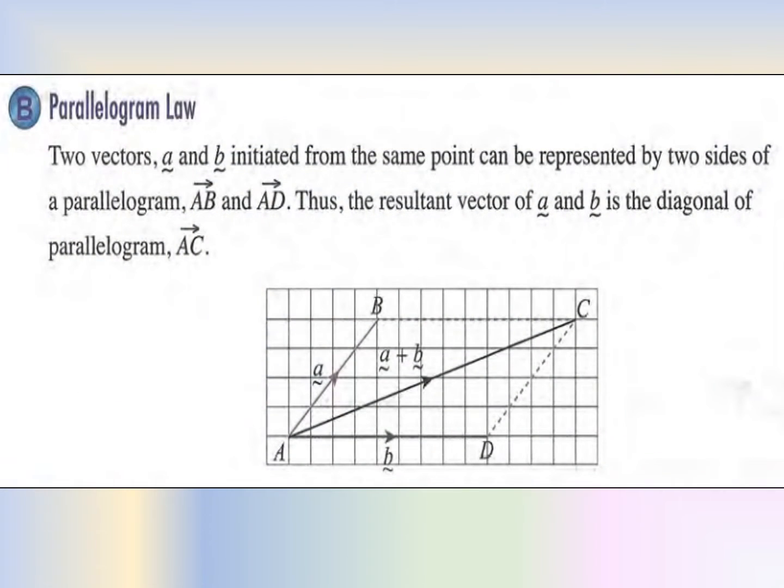Addition of two non-parallel vectors also can be shown by using the parallelogram law. Two vectors initiated from the same point can be represented by two sides of a parallelogram, which are vector AB and vector AD. Thus, the resultant vector is the diagonal of the parallelogram, that is vector AC.